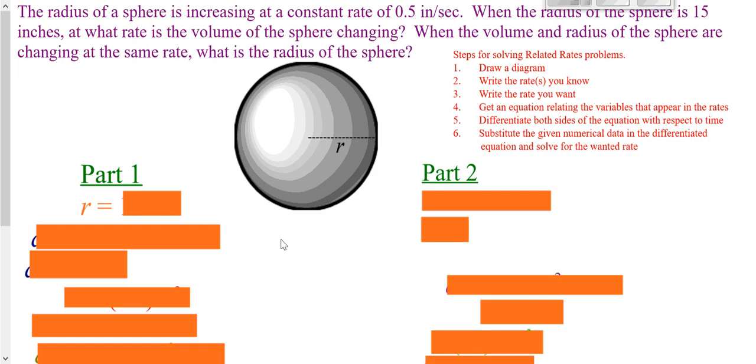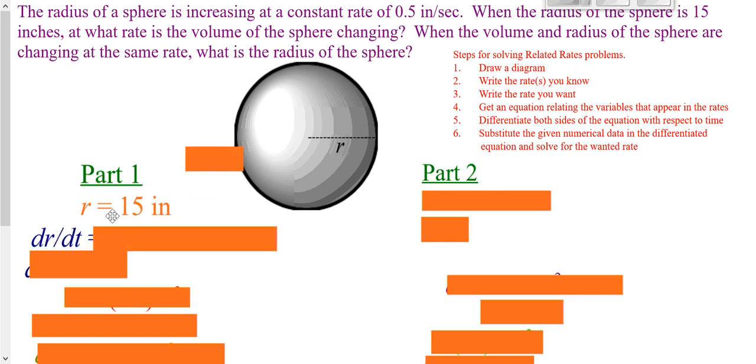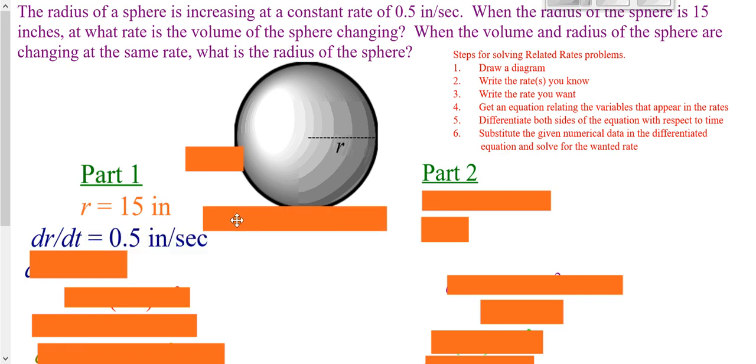So this one we'll look at. Pause and read through. So it's a two-part problem. We have this sphere increasing at a constant rate, and for the first part, the radius of the sphere is 15. And we have our rate. Our radius is increasing at a certain rate, so it's a dr/dt. So we're looking for the rate of change of the volume.